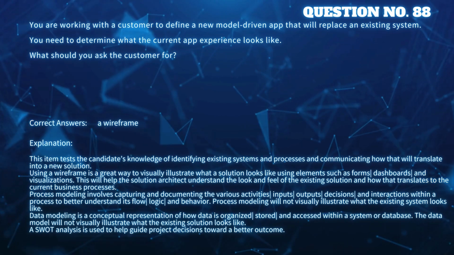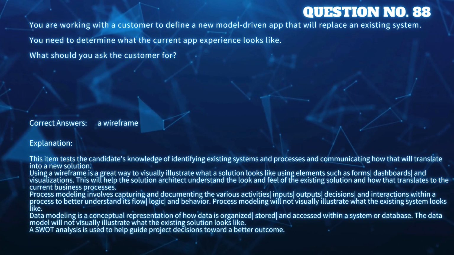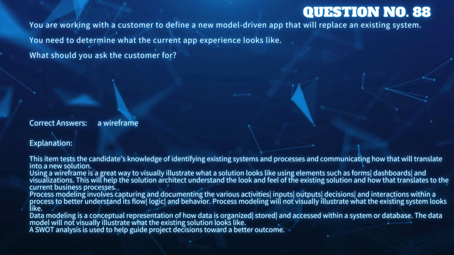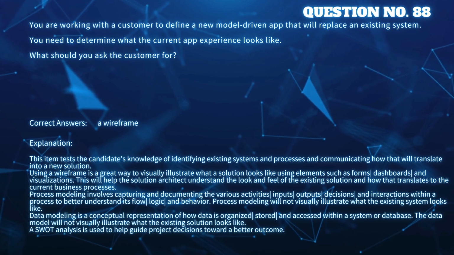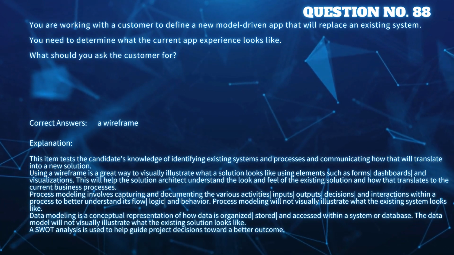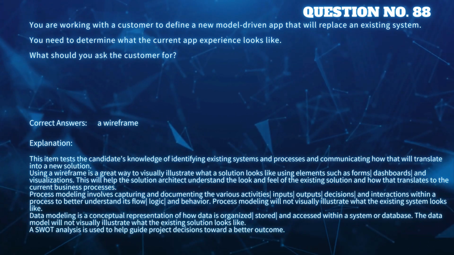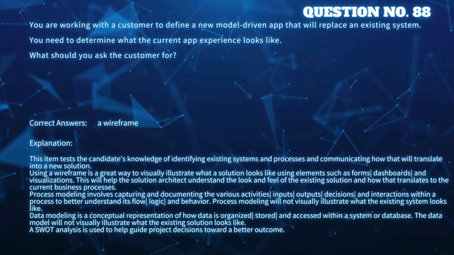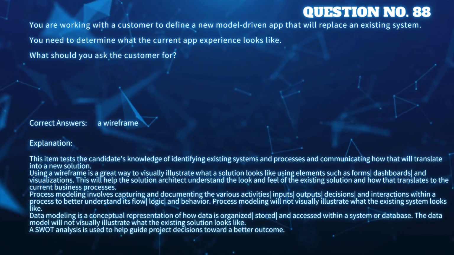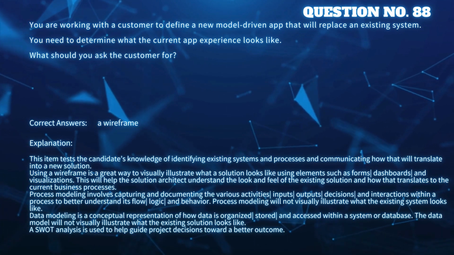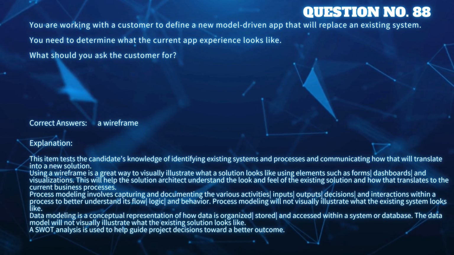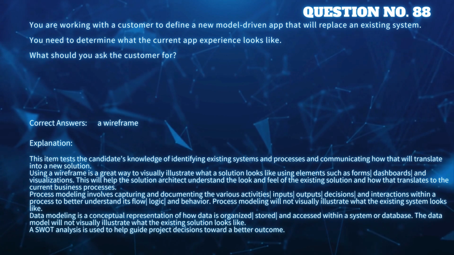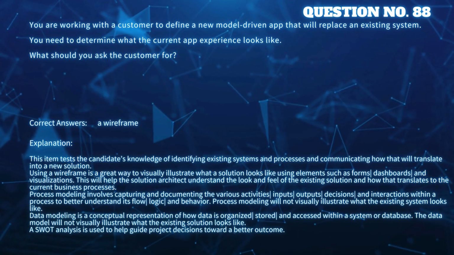Process modeling involves capturing and documenting the various activities, inputs, outputs, decisions, and interactions within a process to better understand its flow, logic, and behavior. Process modeling will not visually illustrate what the existing system looks like. Data modeling is a conceptual representation of how data is organized, stored, and accessed within a system or database. The data model will not visually illustrate what the existing solution looks like. A SWOT analysis is used to help guide project decisions toward a better outcome.